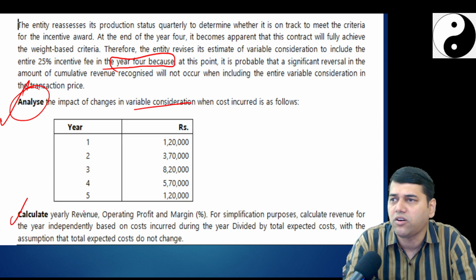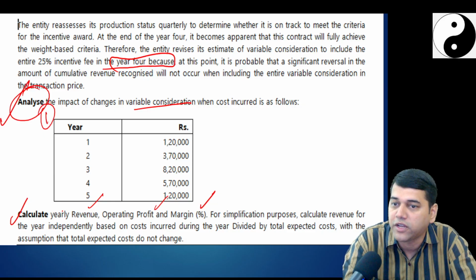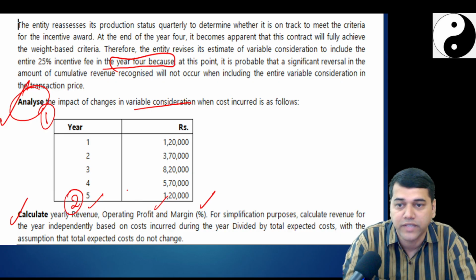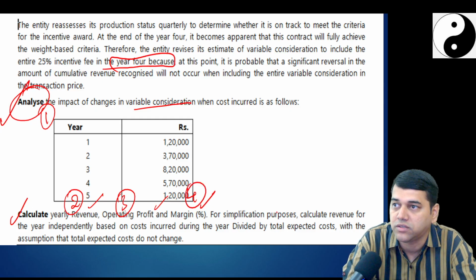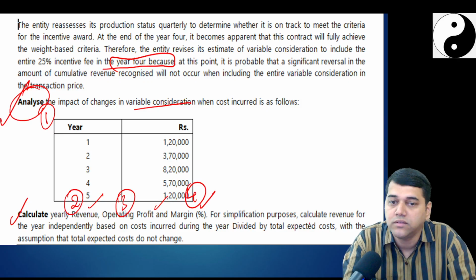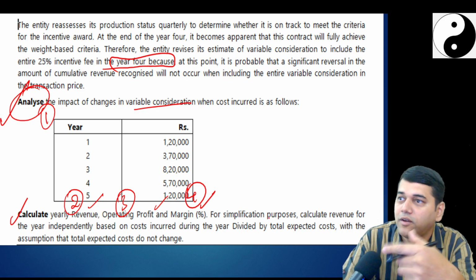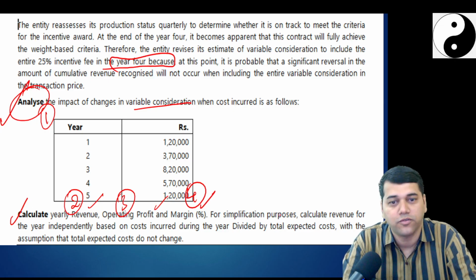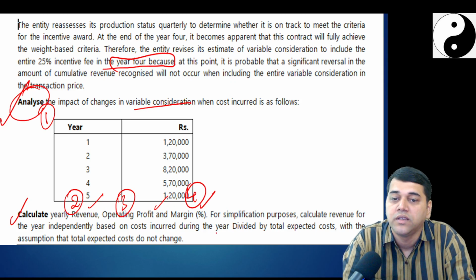Then second, see, all these things were not there in the study material, but they are solved in the study material. They asked you to calculate the revenue, operating profit and percentage of margin. See, this is one, cumulative catch-up adjustment. Calculate yearly revenue, second, operating profit, third, margin. That means in this one question, there were actually 4 sub-questions sitting. Now for difficulty purpose, in fact, simplification is what the YTD method is, the most simple one. So for difficulty purpose, calculate revenue for the year independently based on the cost incurred during the year only.